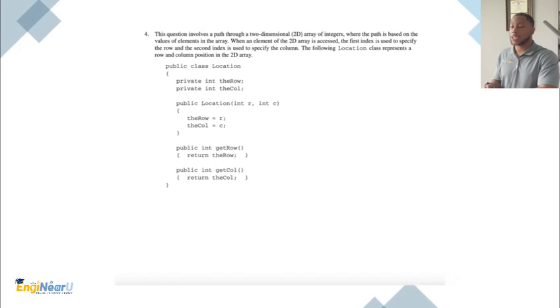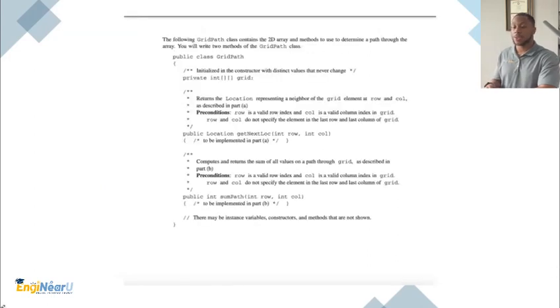We are given the Location class, which represents a row and column position of the 2D array. Note that the Location class has a constructor which takes in the row and column, as well as two methods to return the row and column.